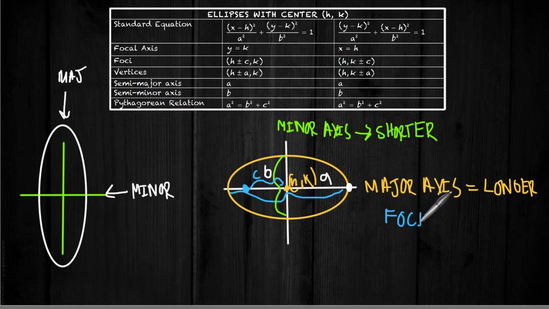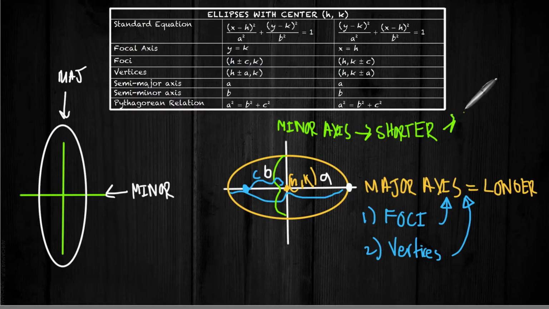Let's also make some other notes. The foci will always be on the major axis. Let's put that there. The vertices will always be located on the major axis or the longer axis. The minor axis will have co-vertices, but we really don't see those too often. But if you're ever asked for the co-vertices, then those would be the ones located on the minor axis or the shorter axis. All right?